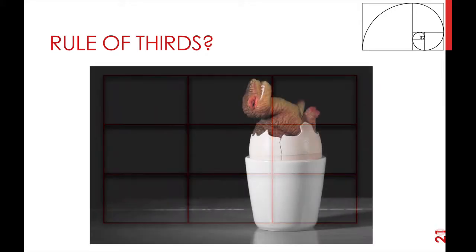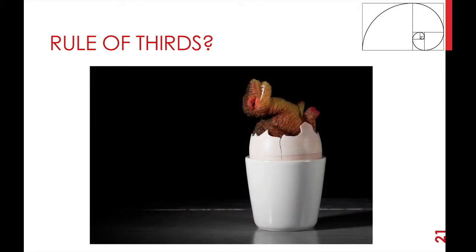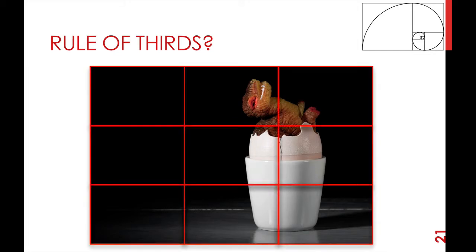And to illustrate this, I thought what better way than trying to show you a dinosaur in an egg cup. Every house should have a photograph of a dinosaur in an egg cup. There is no other way possibly I could demonstrate this. But the dinosaur in the egg cup clearly is the most visually appealing photograph I've seen in at least the last 4 seconds. It also follows the rule of thirds.